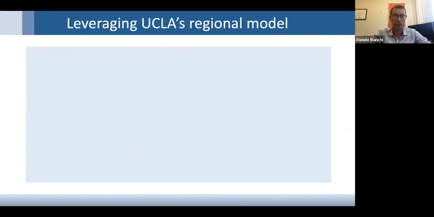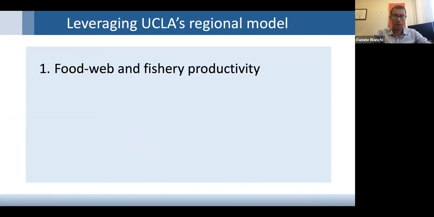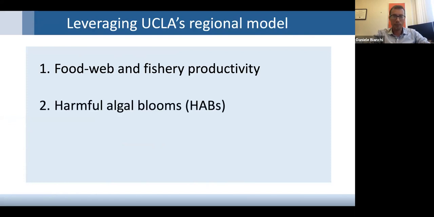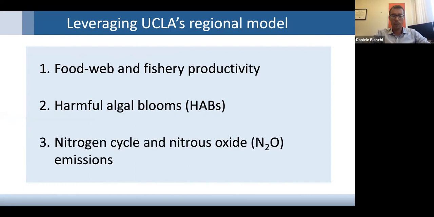is an ideal tool to explore how these global and local impacts are projected regionally in a place like the California Current. And so we have a series of side projects that are funded under different grants that basically build up on this modeling system. The first one that I'm going to talk about, I'm going to give you a very quick overview. The first one is food web and fishery productivity. The second is a project to model harmful algal blooms. And the third one is an investigation of the nitrogen cycle and nitrous oxide emissions in the California Current.